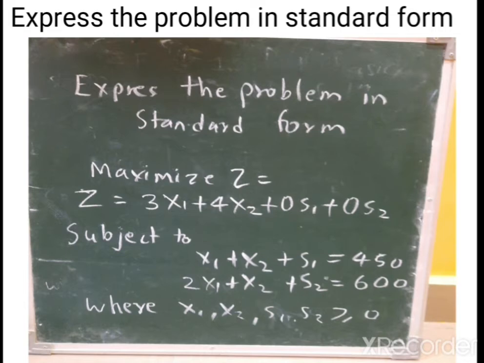In physical terms, it means neither of the two products is produced. x1 is not produced, x2 is also not produced. The entire time available for machines M1 and M2 is unused. Since nothing is being done, the profit earned is 0. So this is the initial basic feasible solution.